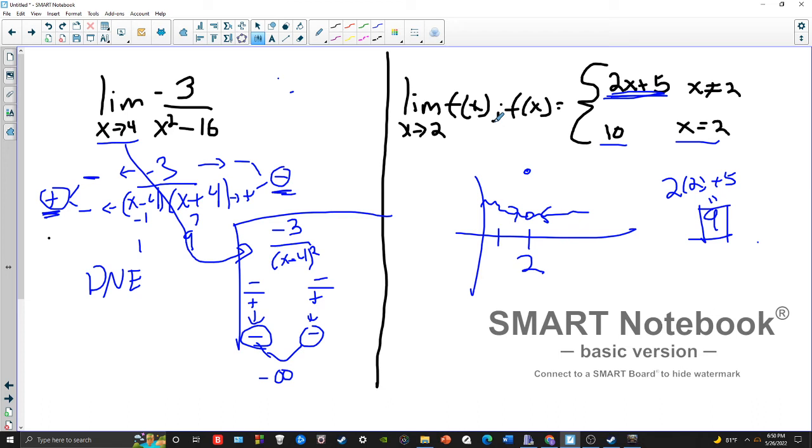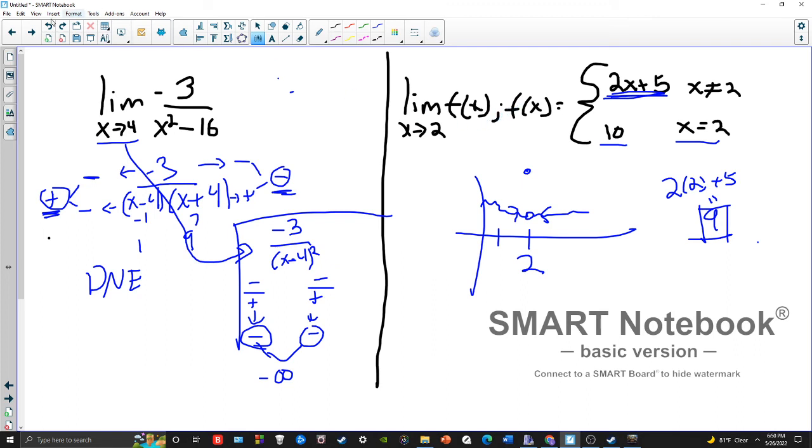It actually is going to end up being 10, but again, I'm not concerned with what it is at that value. I'm concerned with what it's approaching at that value. Again, this is how the function behaves as x approaches 2. Not when x gets to 2, but as x approaches 2. That's a special thing for piecewise.